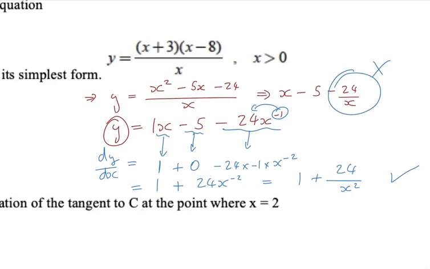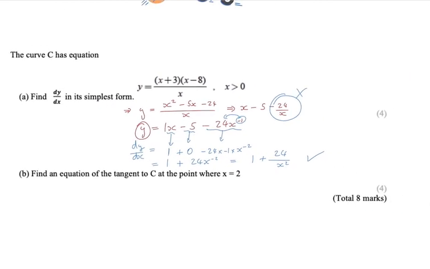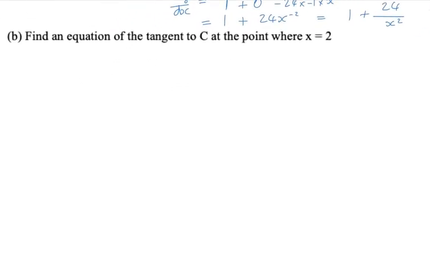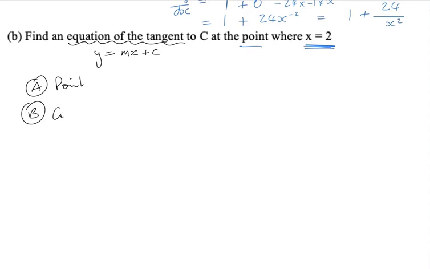That was 4 marks, that question. I think quite generous and hopefully easy to get. Now let's think about part B. Find an equation of the tangent to C at the point where x equals 2. So remember, to find the equation of the tangent, it's going to be a straight line, y equals mx plus c. We need two things, don't we? We need the point and we need the gradient.